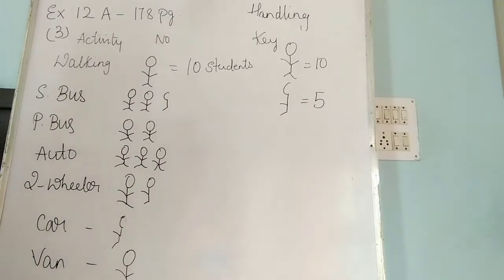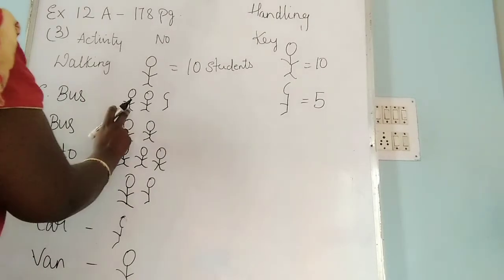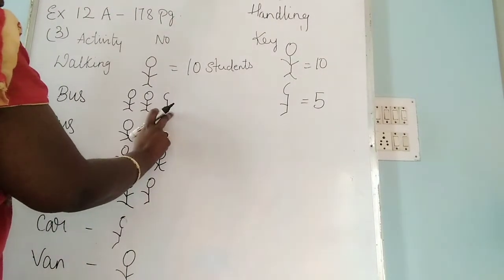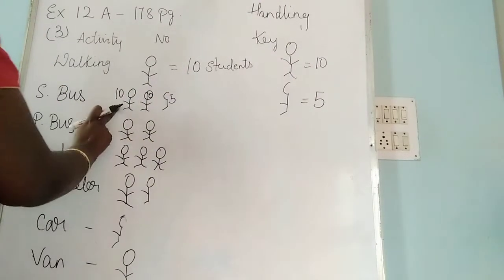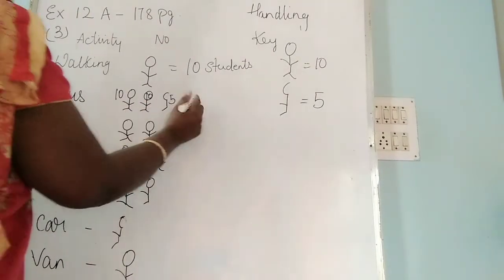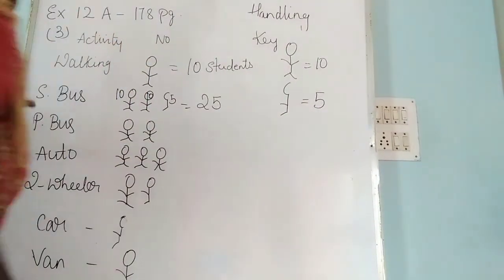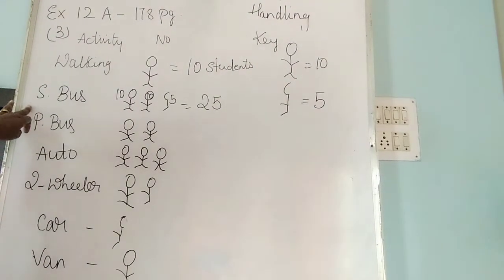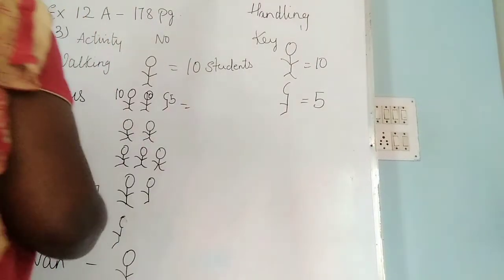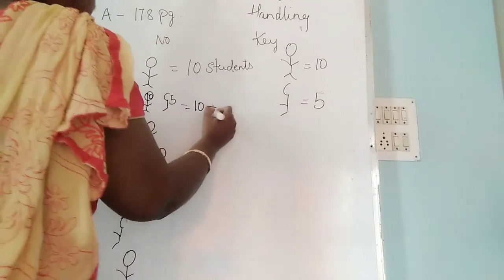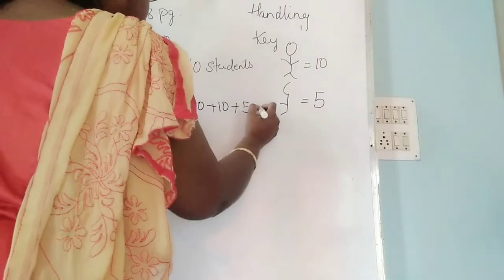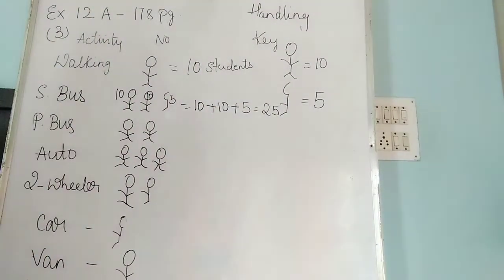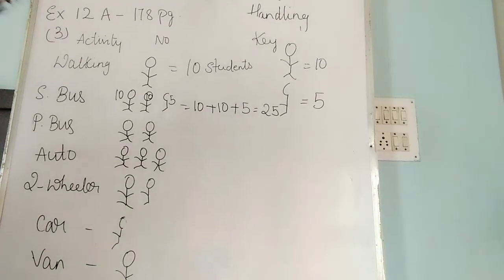Now by school bus, how many kids come by school bus? Here one complete doll and half doll. That means this is 10, this is 10 and half doll is 5. So 10 plus 10 is 20, 20 plus 5 is 25 students come by school bus. How did I get 25? Look here, there is one complete doll, so 10, plus another complete doll, 10, plus a half doll, that is 5. So 10 plus 10 is 20, 20 plus 5 is 25.